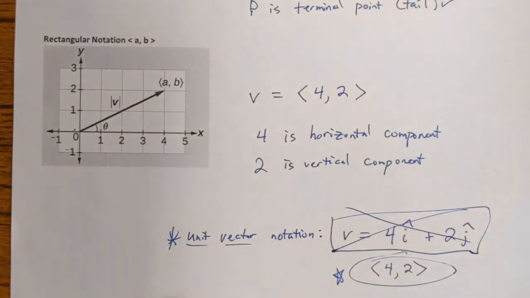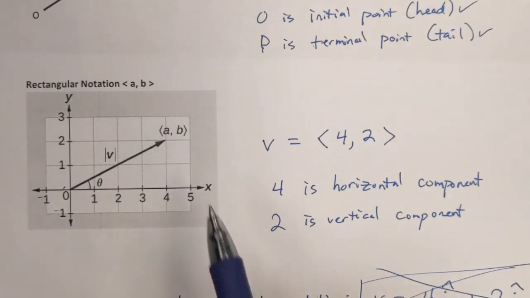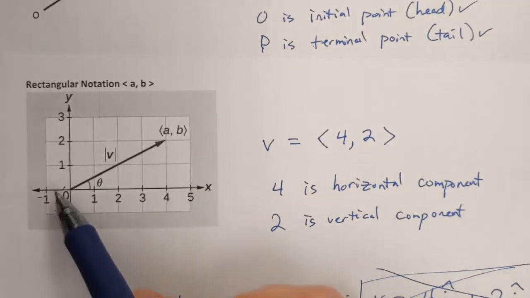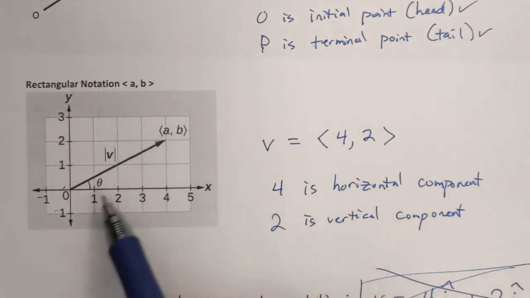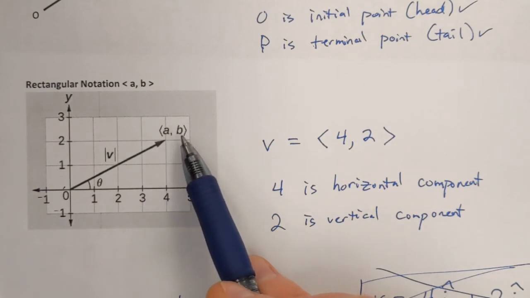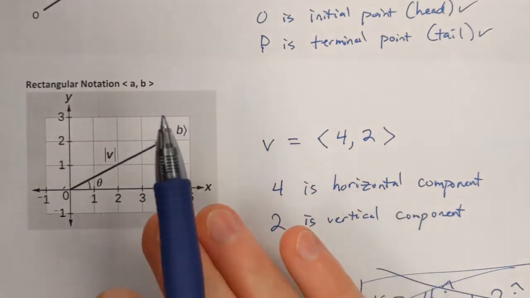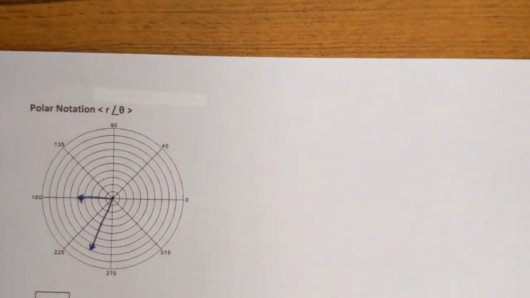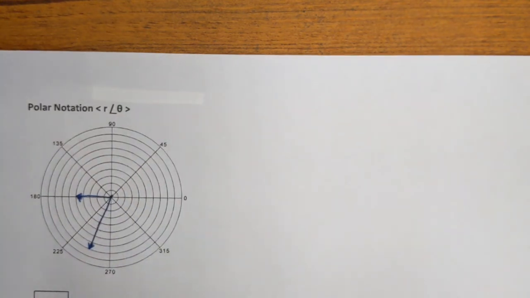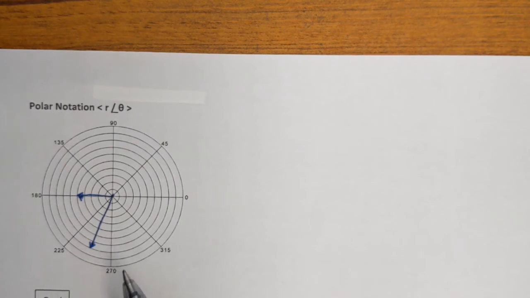It's just my preference. Now notice rectangular notation is always placed on a typical coordinate plane with your x-axis and your y-axis, right? The point a corresponds with the x-axis. The coordinate b corresponds with the y-axis. And so when you see a vector on a coordinate plane, you're typically going to think rectangular notation. However, this brings us to the last way you can display a vector. It's called polar notation. The last way you can graph a vector is not on the coordinate plane that we're used to with an x-axis and a y-axis.